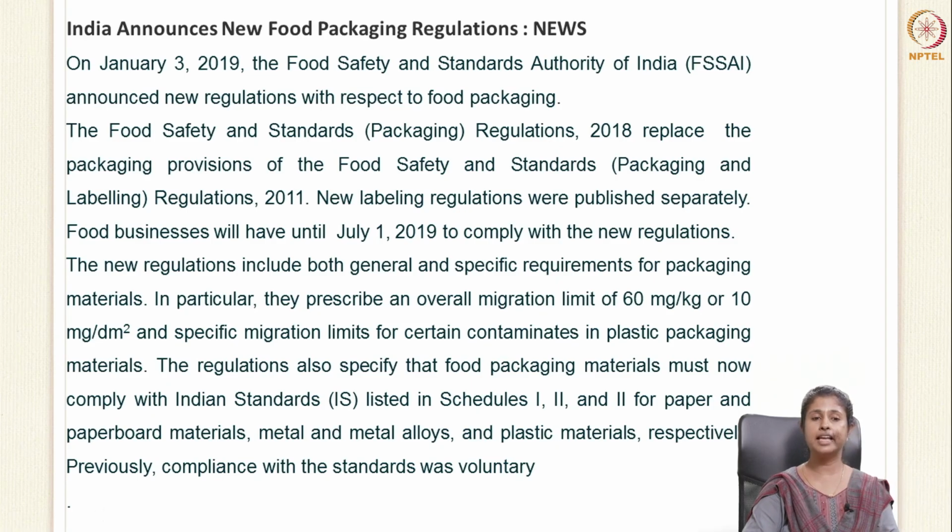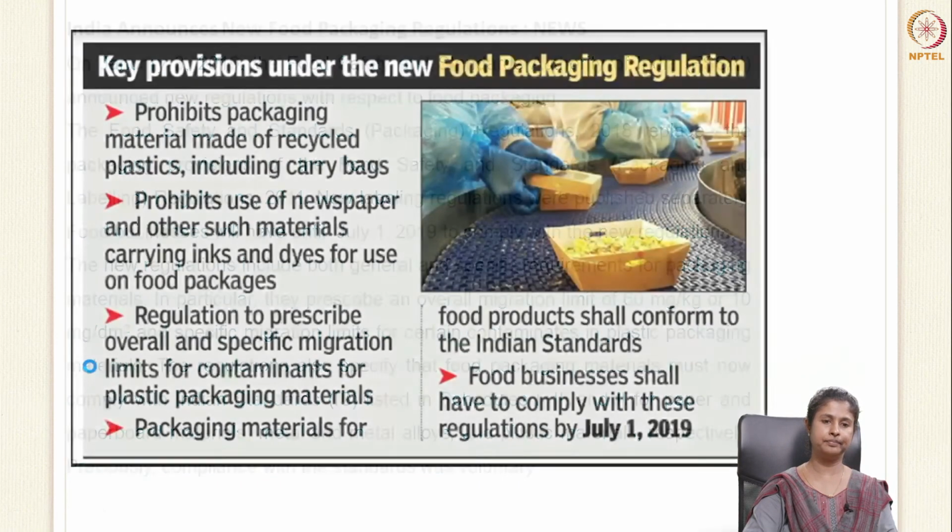Now in 2019, India has announced a new packaging rule. The Food Safety and Standards Authority of India announced the overall maximum migration limit of 60 mg per kg or 10 mg per decimeter square, and specific migration limits for certain contaminants in food plastic packaging. So these are to be adhered to in all packaging materials in India.